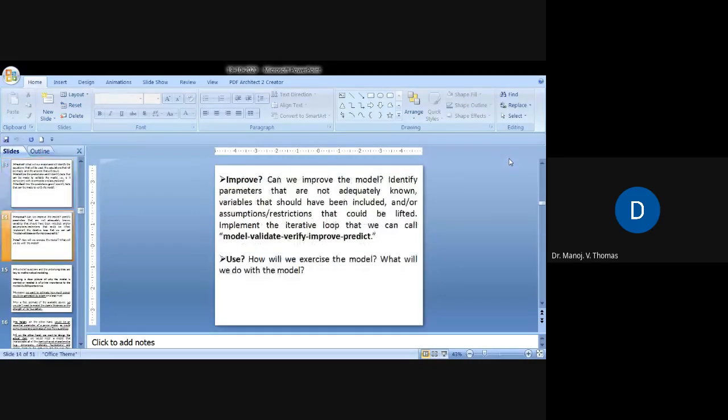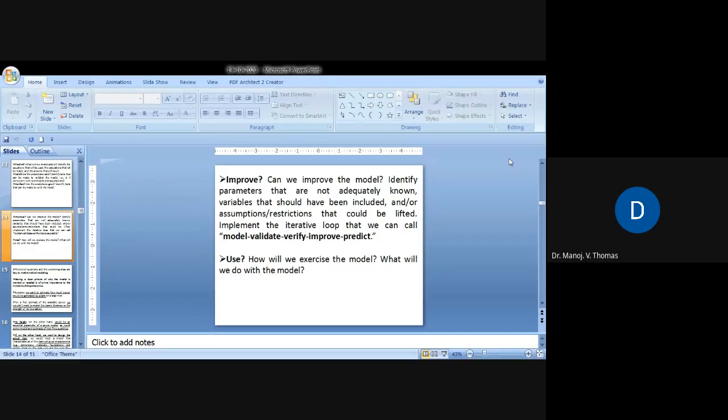Yeah, then finally this improve question: how can we improve the model? Identify parameters that are not adequately known, and variables that should have been included. That means in the initial modeling, we missed some parameters. Only based on the test can we say, oh, that variable I should have included. That could have been a wonderful idea, and assumptions and restrictions that could be lifted, because now I come to know the assumption is wrong. The restriction which I imposed on the design is wrong.